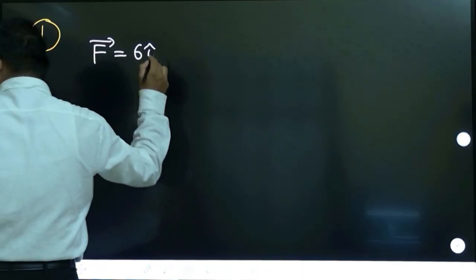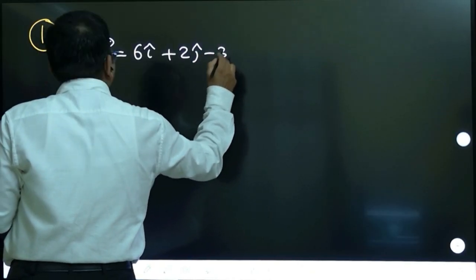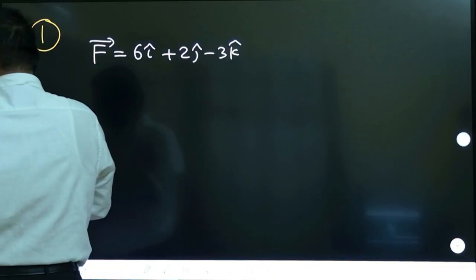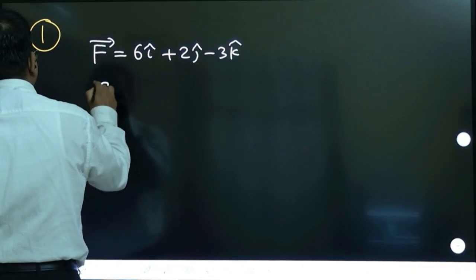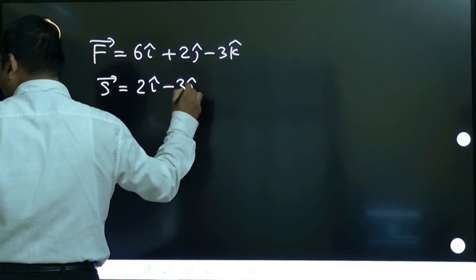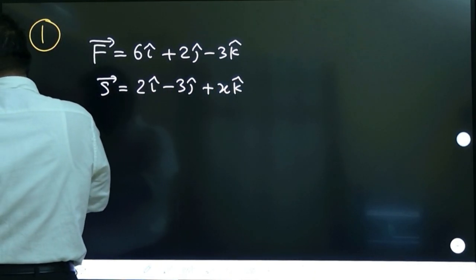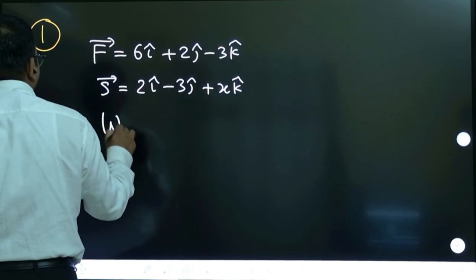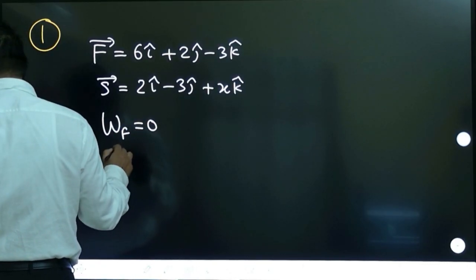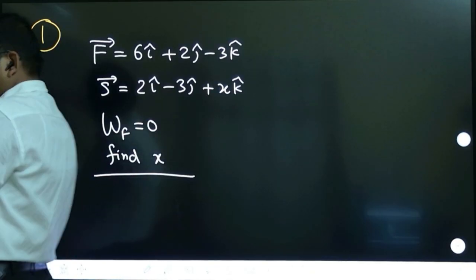Okay, let's take a simple question. A force is given like that. Force vector is 6 i cap plus 2 j cap minus 3 k cap. It is acting on a particle and produces a displacement. Displacement vector S is 2 i cap minus 3 j cap plus x k cap. x is a variable. They are saying that the work done by this force is 0. Find the value of x. Quickly do it.